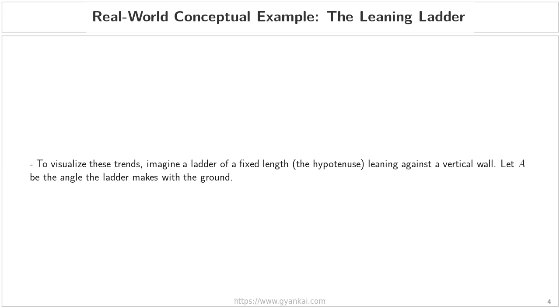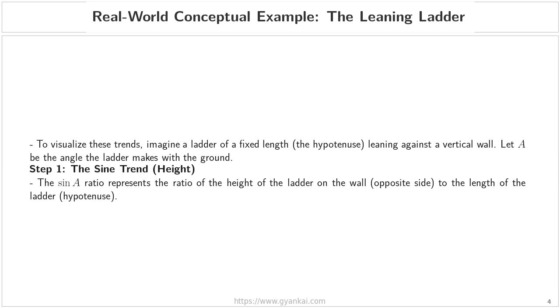Now, I know looking at those tables of numbers in the previous slides might feel a bit abstract, so let's bring this to life with a real-world visualization. Imagine you have a ladder of a fixed length. Think of this length as our hypotenuse. Now, imagine this ladder is leaning against a vertical wall. We will let A represent the angle that the ladder makes with the ground.